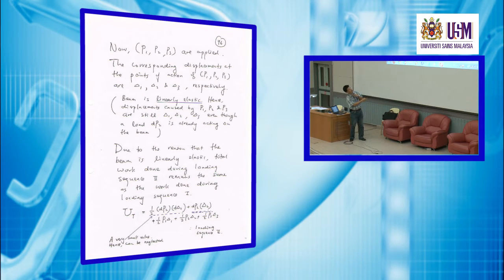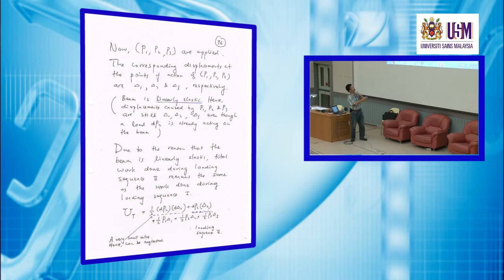This one appears here because when you apply this loading, this is already there. So you have dP2 multiplied by delta 2, because when the structure moves by delta 2, the load dP2 is already acting at that point. So this is the strain energy that is stored in the system if you use a different load sequence.